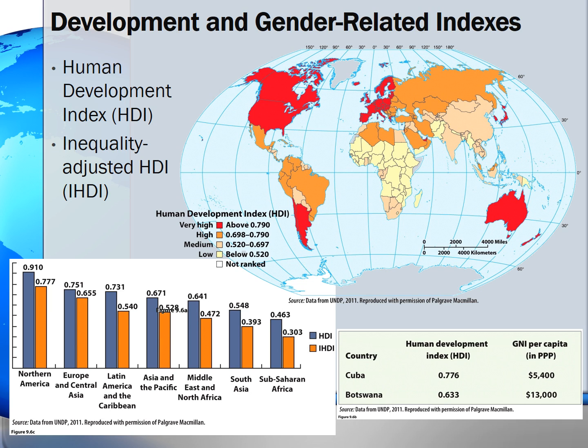To include the inequalities of access to income, healthcare, and education, the Inequality Adjusted Human Development Index, or IHDI, was created. The chart compares the HDI and the IHDI by world region. Equal values would indicate full equity. The closer the bars, the lower the inequality. Which region has the largest gap?